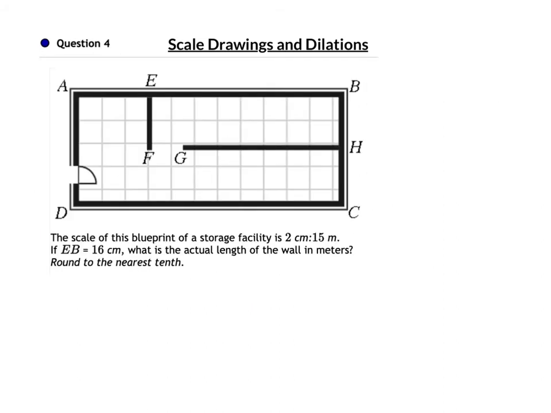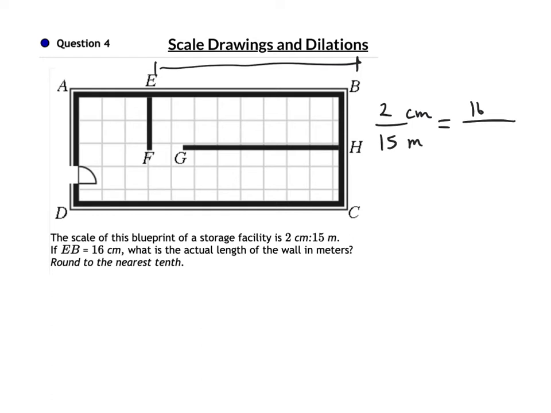Question 4 is like the example in the teaching, and I think we're finding the same length even. We're going to find EB on the actual shape. The scale is 2 to 15, that's centimeters and meters. And remember, when I use different units, I need to make sure I put the corresponding unit in the same spot.